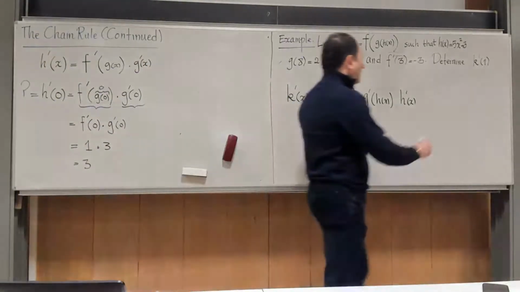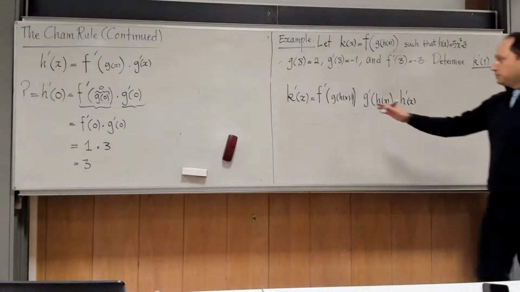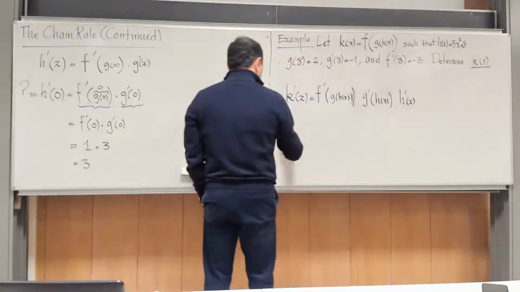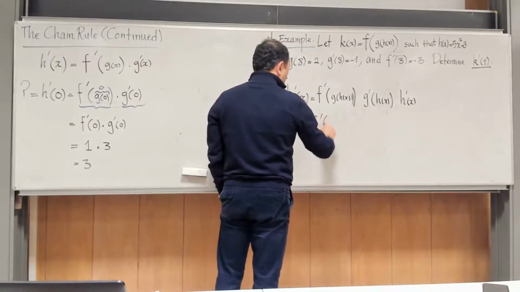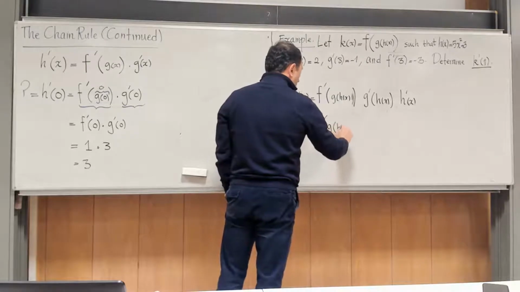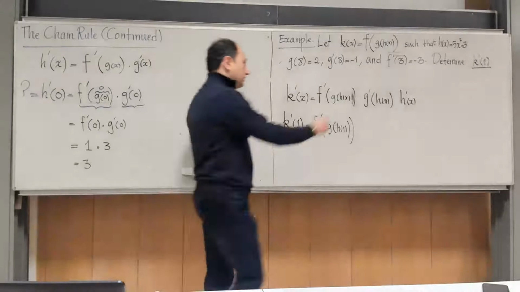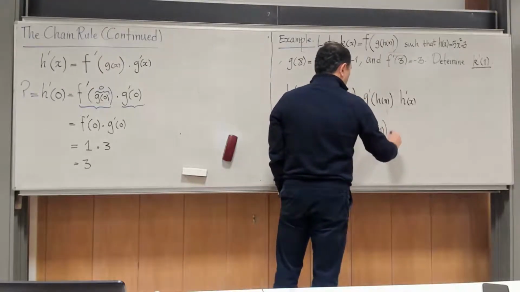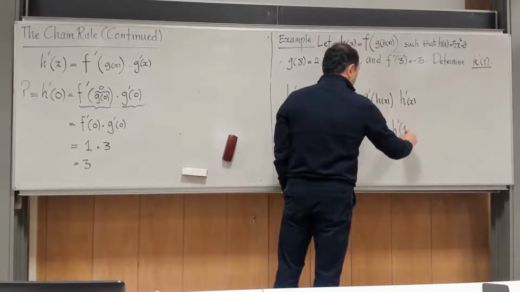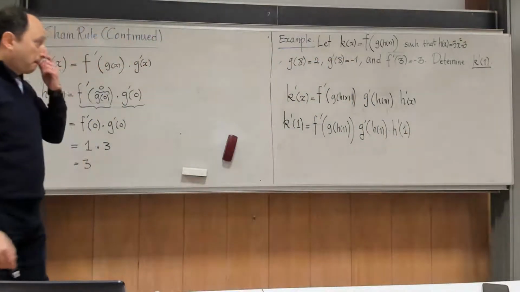Okay, but now I want to calculate k prime of 1. So for k prime of 1, I have to replace x with 1. Agree? So this becomes f prime of g of h of 1. Yes? And then this becomes g prime of h of 1 multiplied by h prime of 1. This is at least completely correct.